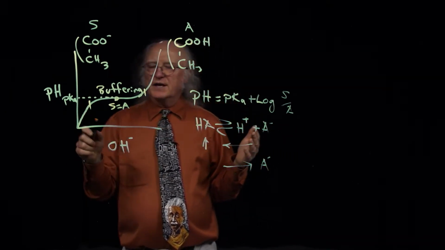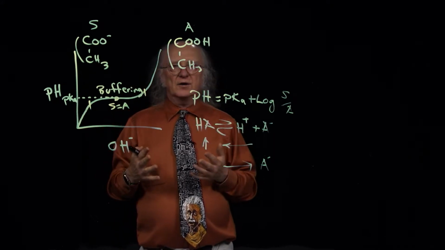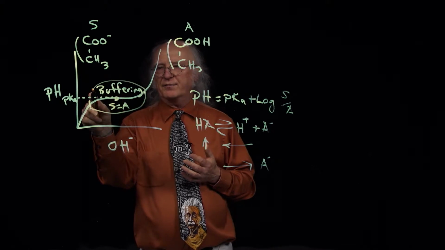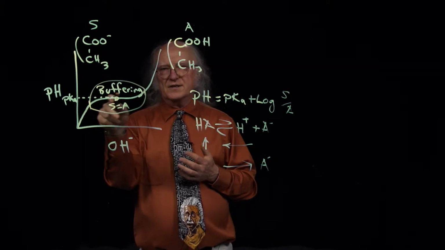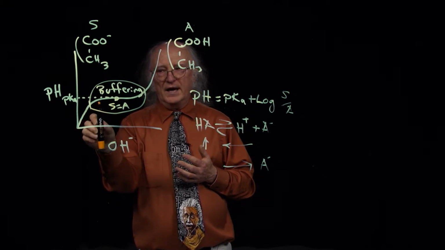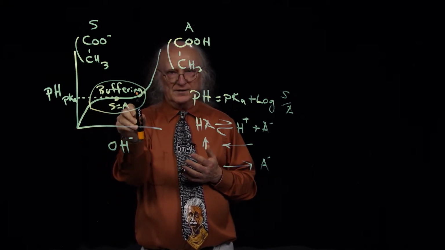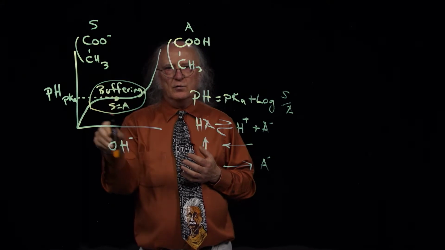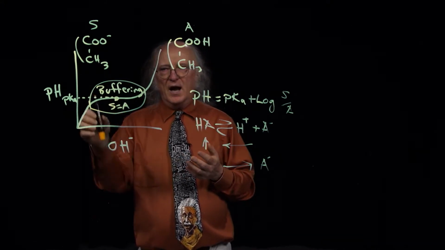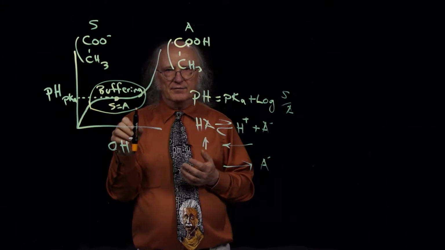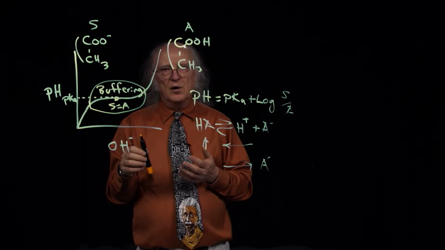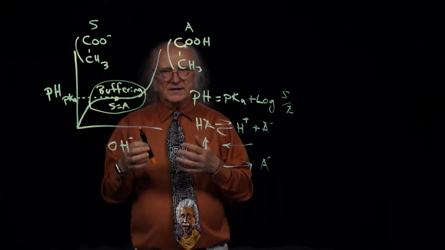I want to show you that because I want you to think about what molecules might be present. In this range right here, the buffering range, we've got a mix of S and A. A little bit more A over here, a little bit more S over here, but not too wide a range in concentration of each. However, if we get outside of that buffering region, more than one pH unit away from the pKa value, we can say mostly what's there.